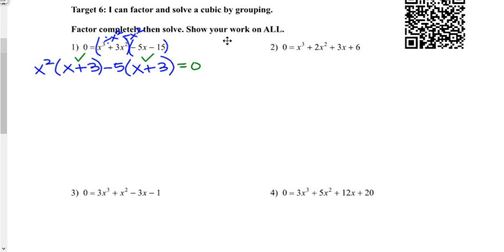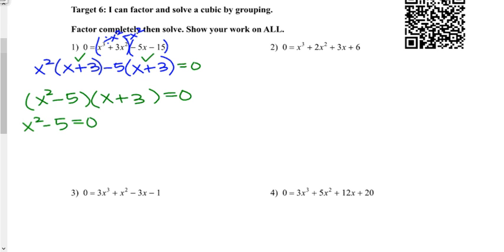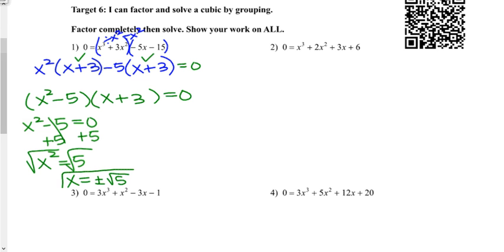I can rewrite this as 2 separate factors and then solve. One of them is x squared minus 5. One of them is x plus 3. So x squared minus 5 equals 0. I'm going to add 5 to both sides, and I get x squared equals 5. And then when I take the square root of both sides, I get x equals plus or minus root 5. And I cannot simplify root 5. It's just got to be left as root 5.